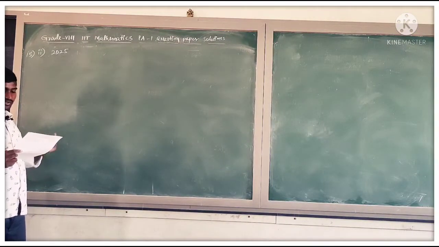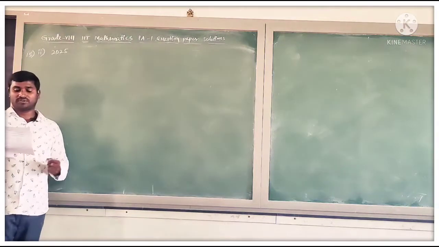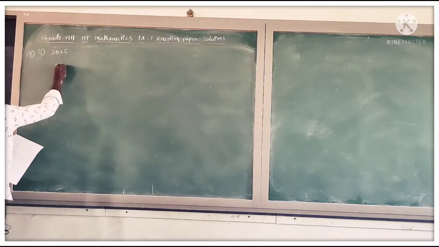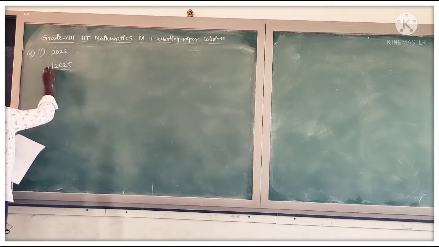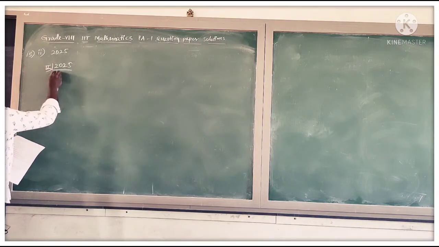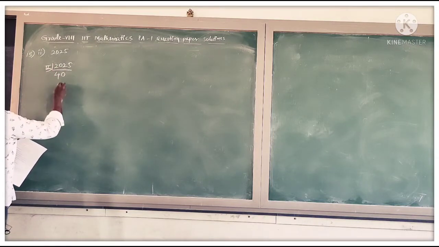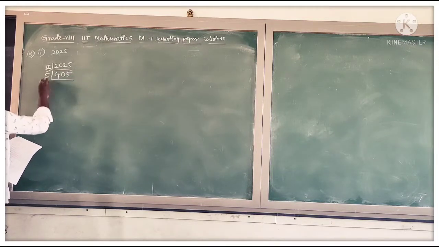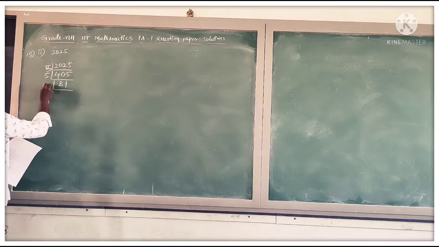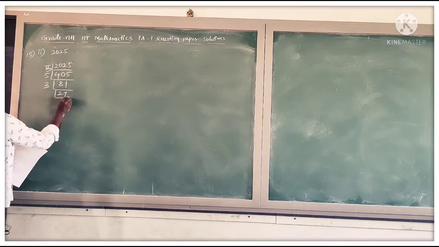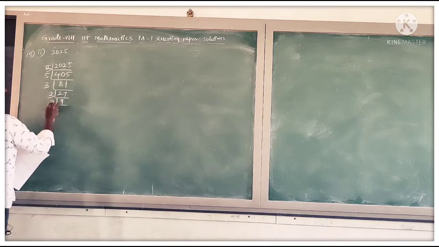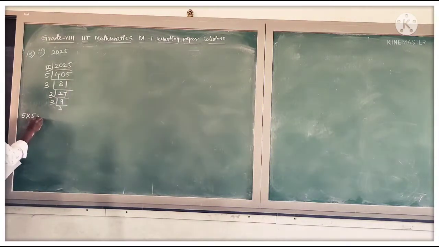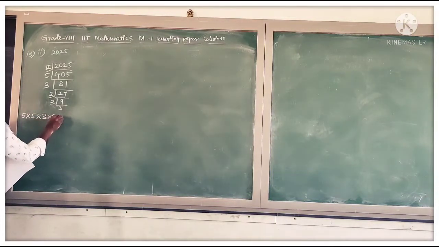In that, the second one: find the square root of 2025 by using the prime factorization method. So do the prime factorization for this number. 2025 is given. 5 4s are 20, and when dividing two numbers at a time, we need to put 0, and 5 5s are 25. Next, 5 8s are 40, 5 1s are 5. Next, 3 27s are 81, 3 9s are 27, 3 3s are 9. So we can write the prime factorization here: 5 into 5 into 3 into 3 into 3 into 3.